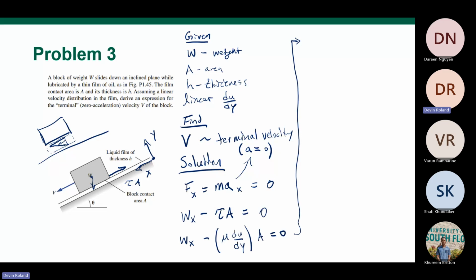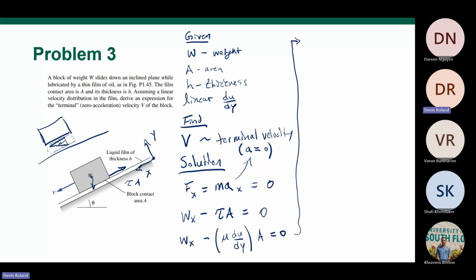Yeah, so the way that I was thinking about it is that as the block is sliding down the plane, that shear force is going to be between the top surface of the oil and the bottom of that box. And so because the block is sitting on the oil, as it's moving across the top surface of the oil, there's that shear interaction between the two.